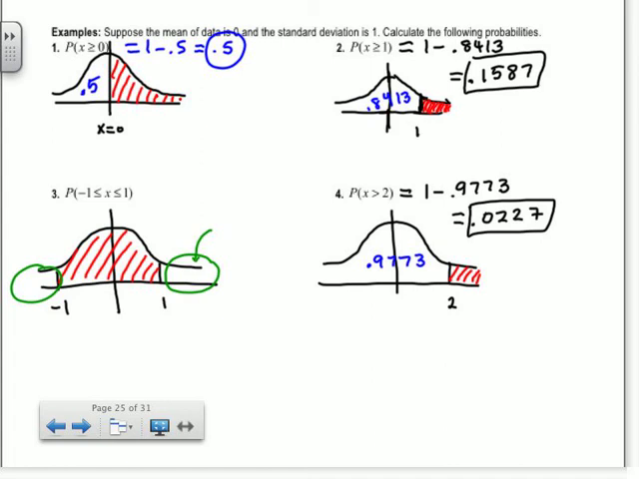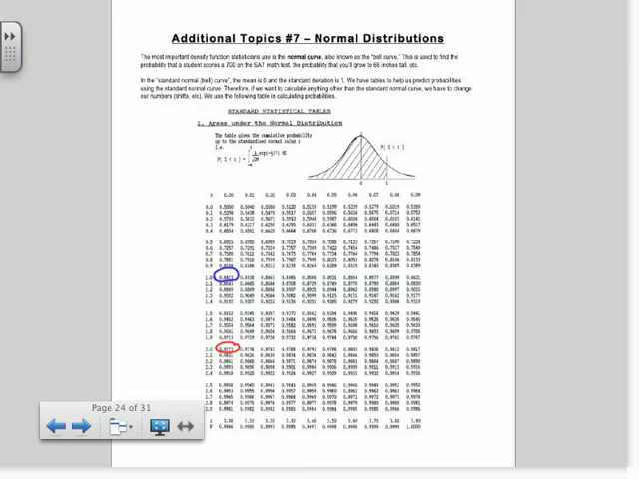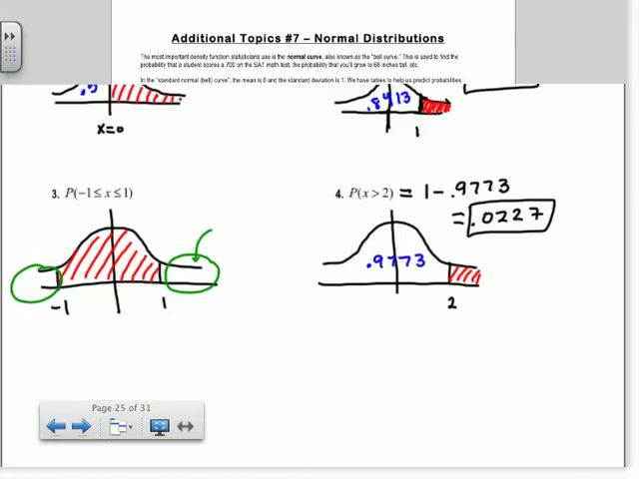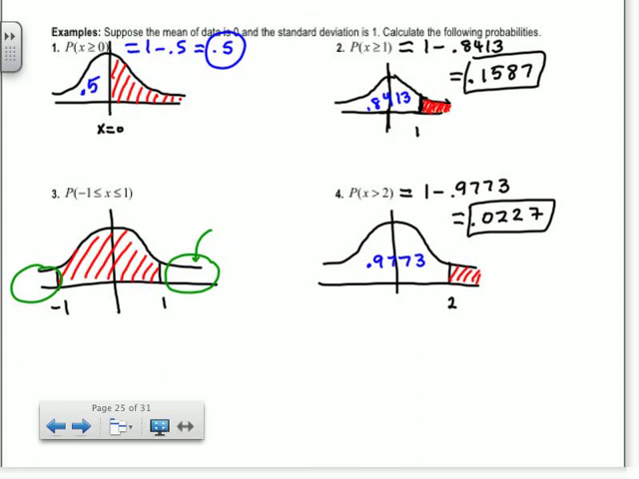Well, what if you found the probability up until 1? Can we do that with our table? Yeah, and we've done that before, right? The probability up to 1 was 0.8413, is that what you guys told me? Okay, so it's kind of hard to draw out. So this area right here, all the way to 1, is 0.8413.